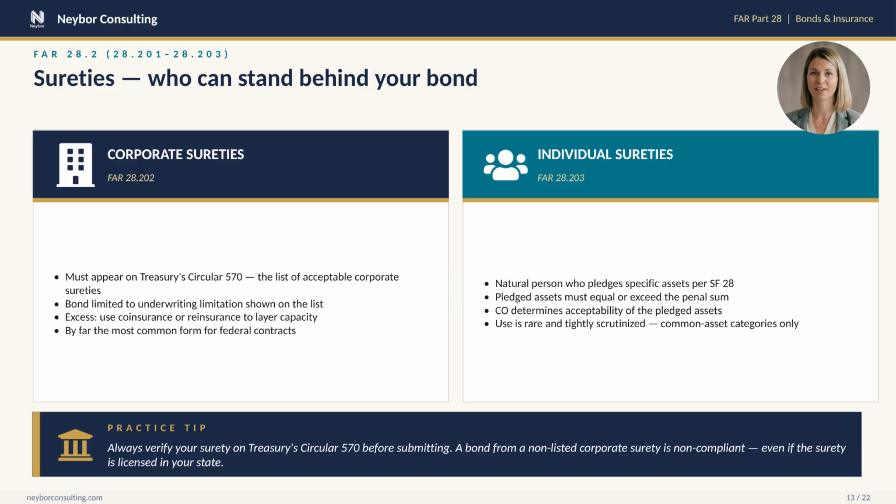The blue strip at the bottom is the operational tip every program manager should burn into memory. Always verify your surety on Treasury Circular 570 before submitting your bond. A bond from a non-listed corporate surety, even one licensed in your state to write surety, is non-compliant for a federal contract. We've seen contractors lose awards over exactly this oversight.